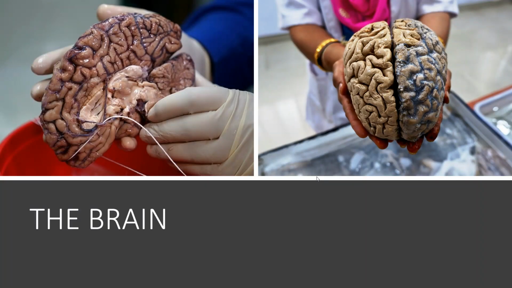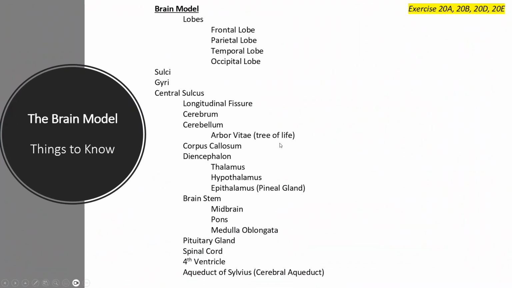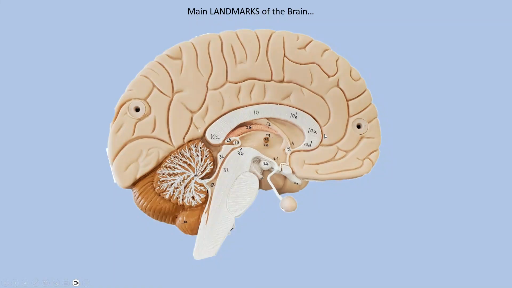This is going to cover the nervous system lab, the brain specifically. So there's going to be an individual video for each one. We're going to talk about the brain and its structures in this video. Let's go ahead and go to the brain model. These are the structures that you're going to need to know on the brain model.